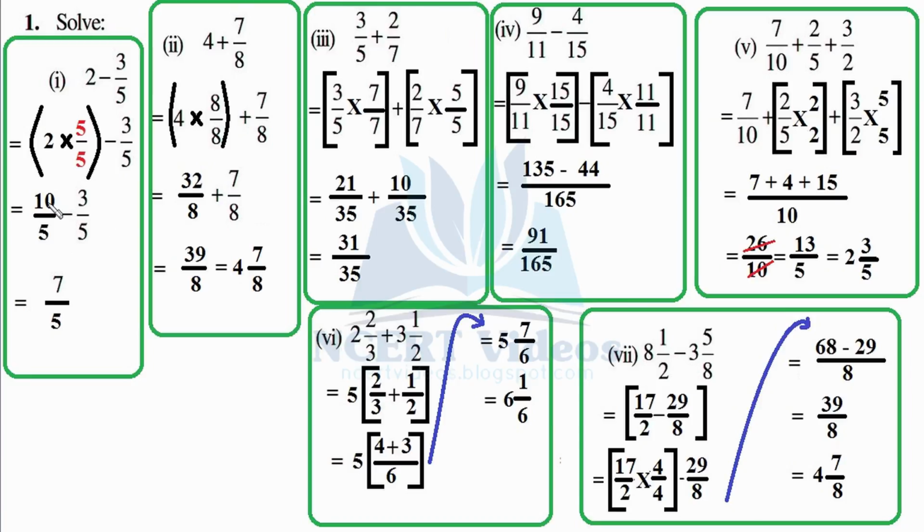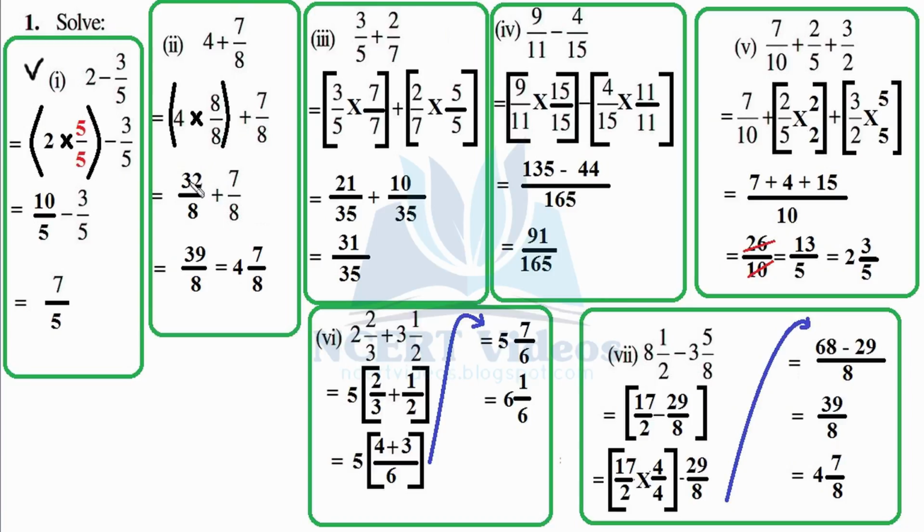So 10 minus 3 is what? 7, and 5 as it is. So this is your first part. Second, 4 plus 7 by 8. Again doing the same thing, making the denominator 8 as well. Introducing 8 to 4, in both numerator and denominator, and placing 7 by 8 as it is. Therefore 8 fours are 32 by 8 ones are 8, plus 7 by 8 as it is.